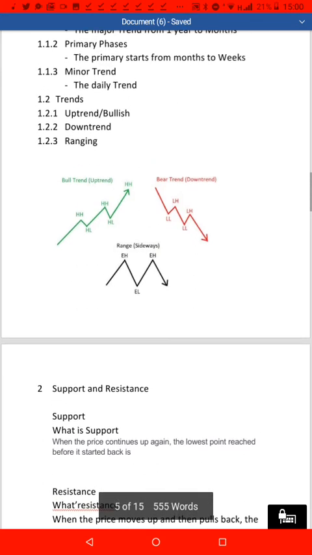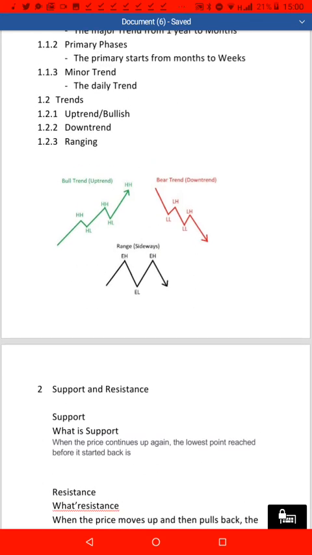And then we have the minor trend, which is the daily trend. Most profitable traders are daily traders. I will also post a video where I'll teach you about types of trading, where we have swing trading, scalping, spiking, and then daily trading, and I'll explain that in the next video.